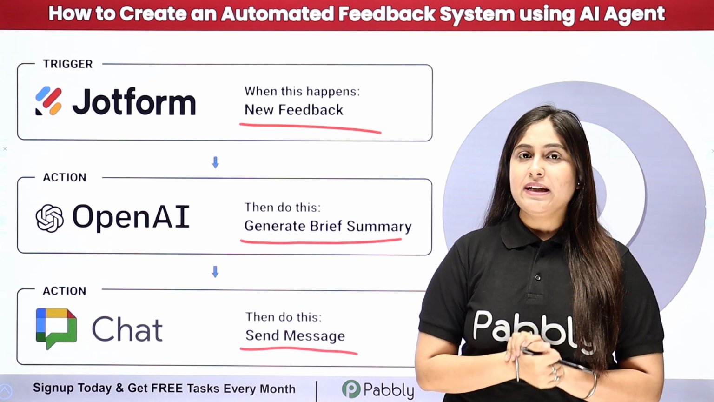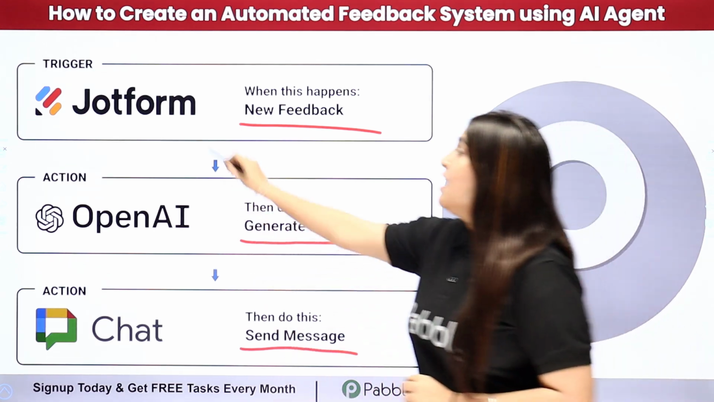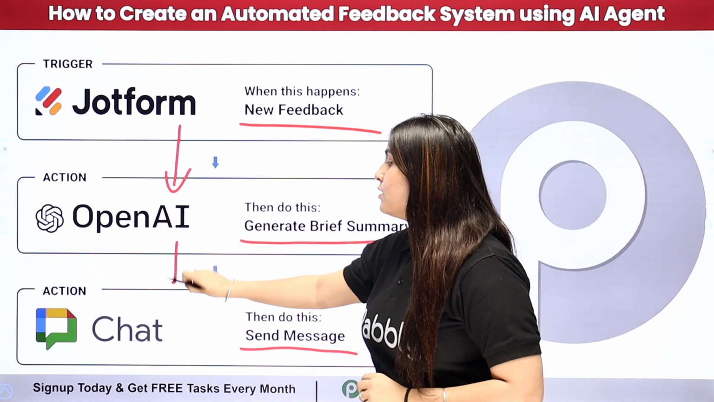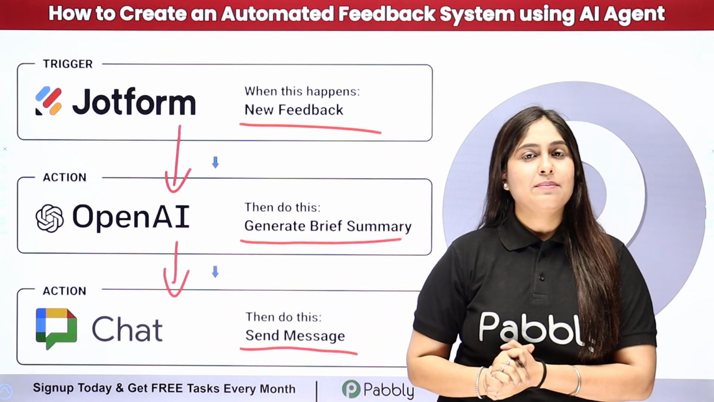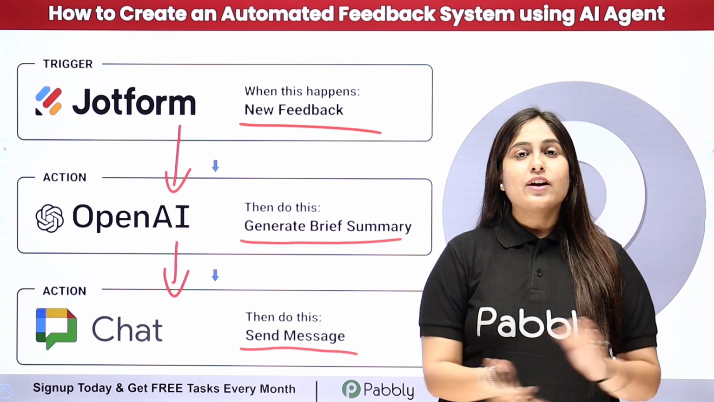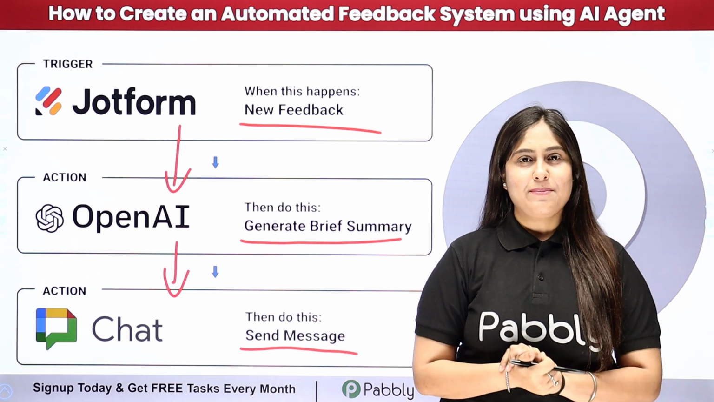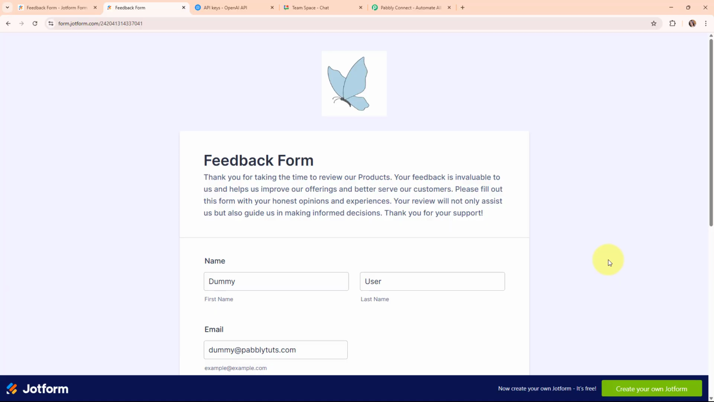To automate the entire process, I want to connect JotForm with OpenAI and Google Chat using an automation software named Pably Connect. To see the working of this automation and to learn this process step by step, let me take you to my screen. Welcome to my screen.